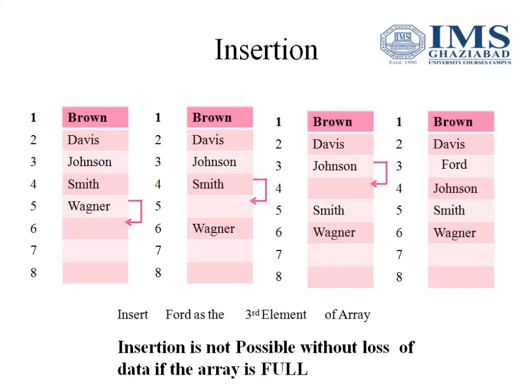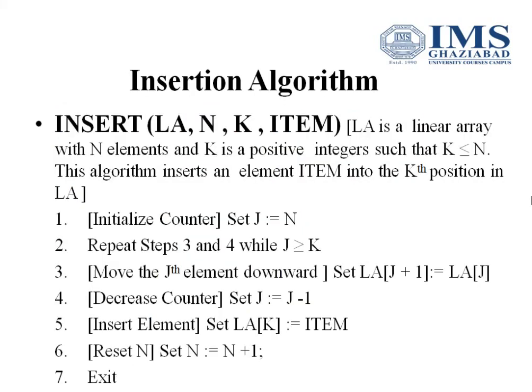Here 5 plus 1 means 6. LA[6] is equal to LA[5], right? Now this is one loop. Again we decrease the value of j to j minus 1. The previous value of j was 5, now it will become 4. Again we start the loop.